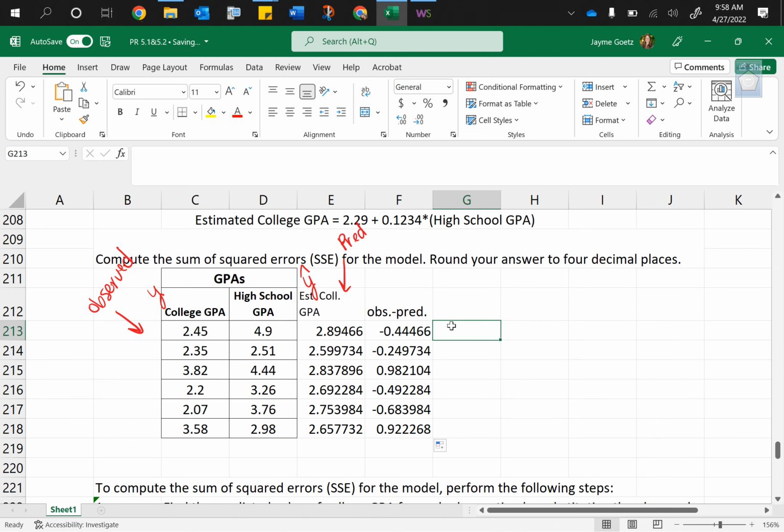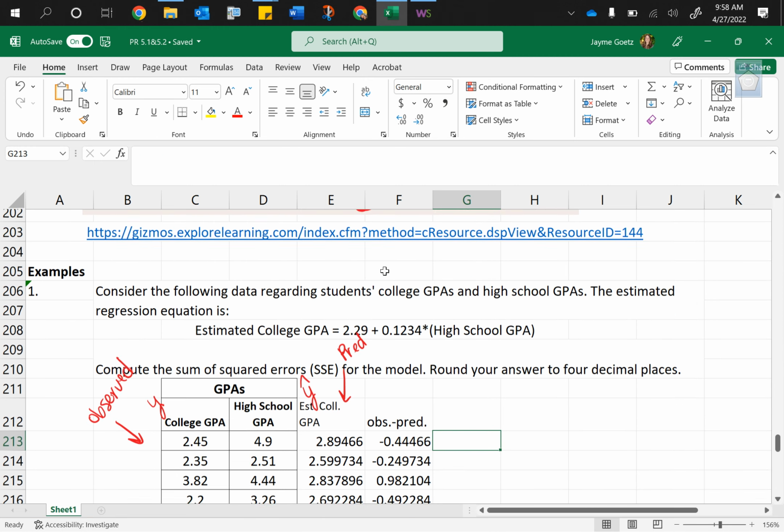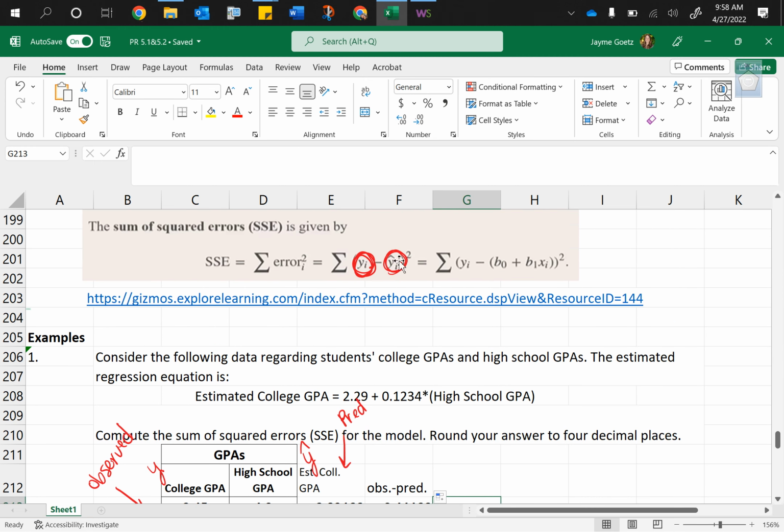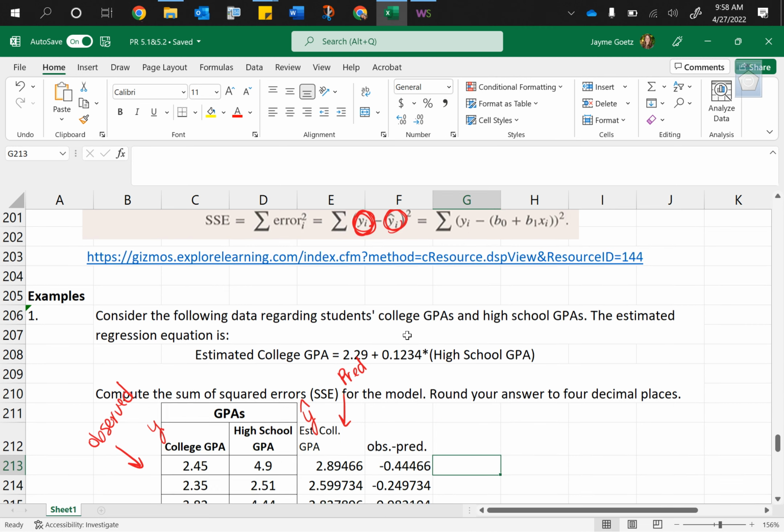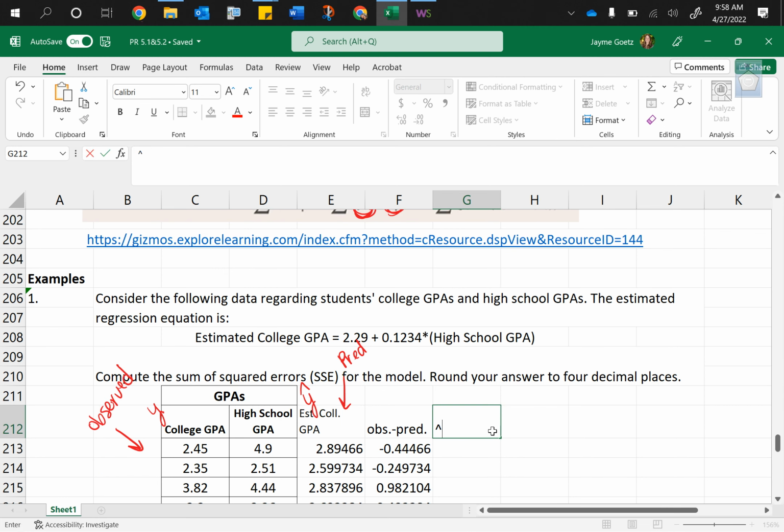Okay? Then, according to this formula, I have the observed minus the predicted. Now I want to square it. So the next one is just going to be squared. Just so we're all on the same page, this observed minus the predicted is actually my error. The difference between what I observed and what I thought it was going to be, that's where I have some error going on. So the next column is literally going to be my error squared.